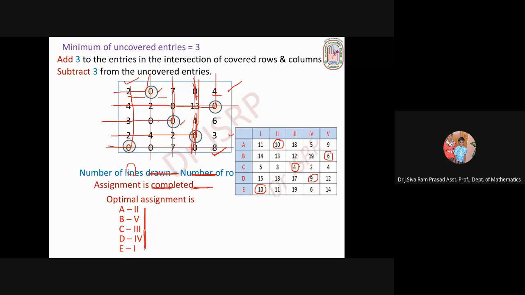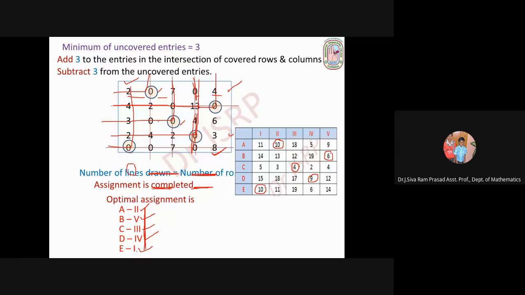Assignment of 5 jobs to 5 persons. So job A is assigned to second person, job B is assigned to fifth person, job C is assigned to third person, job D assigned to fourth person, job E assigned to first person. So this is the optimal assignment.